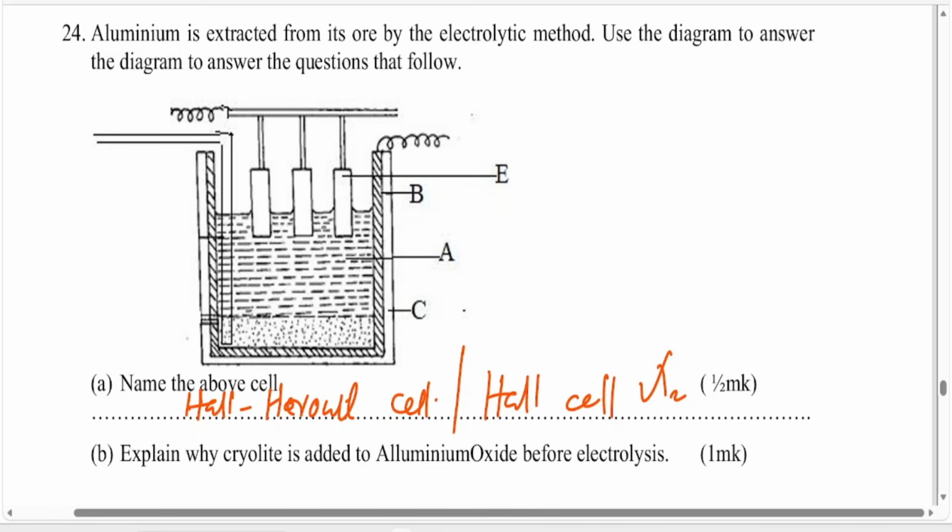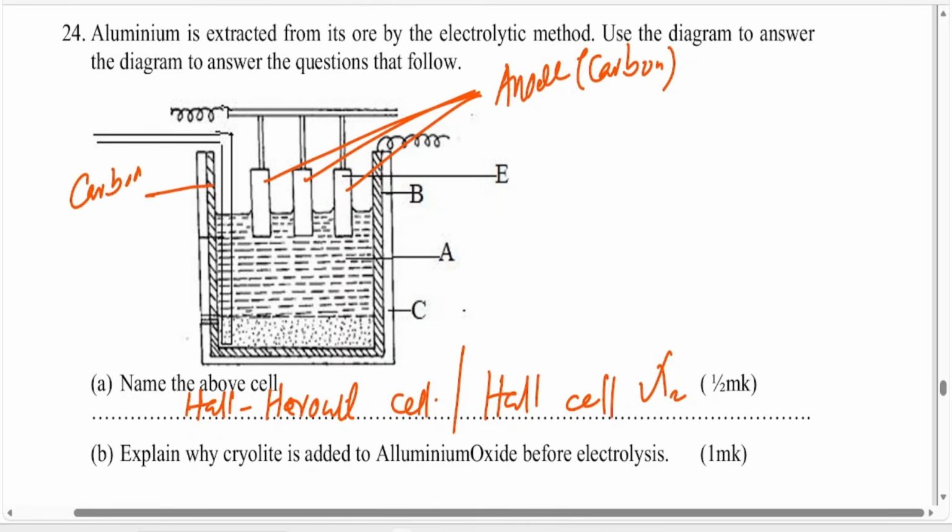So we have the carbon. These are the carbon anodes, which are the positive terminals. So these are the anodes. The anode is made of carbon, and we have again a thin layer of cathode, which is also made of carbon. So we have carbon cathode. This is the negative terminal.